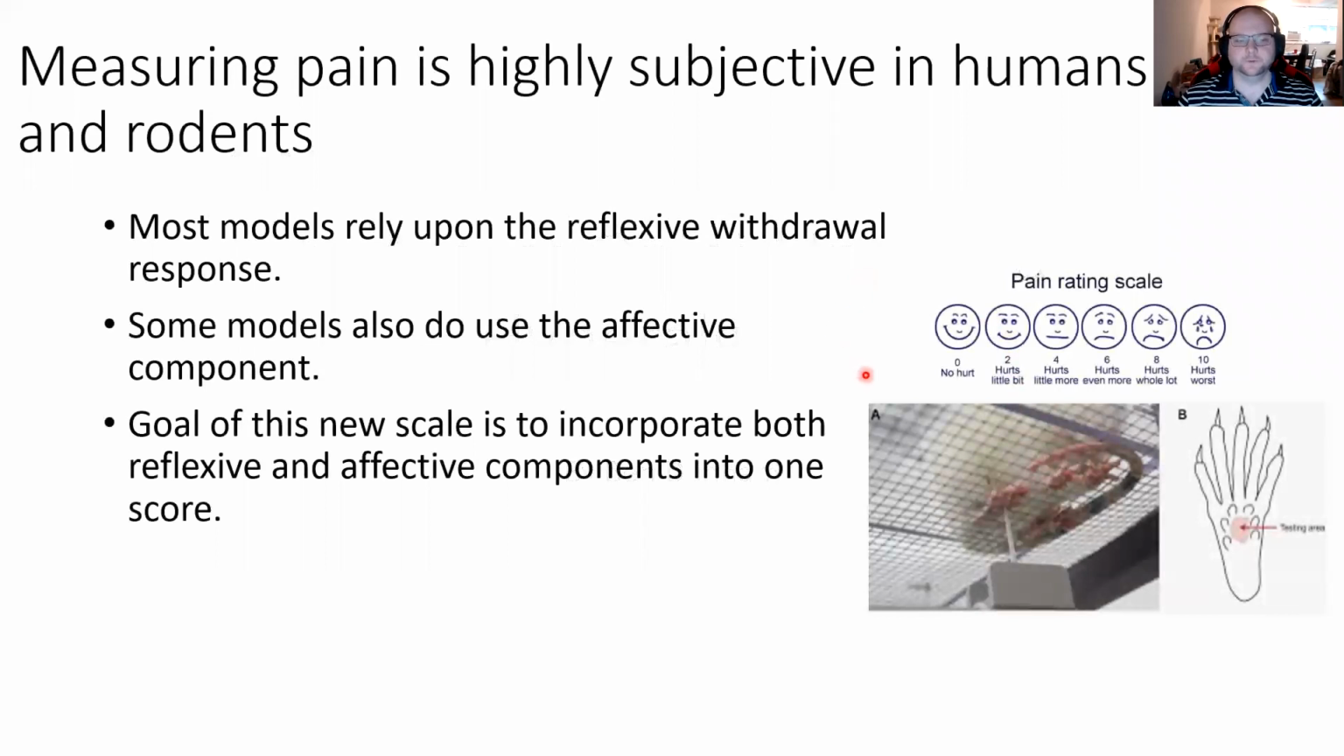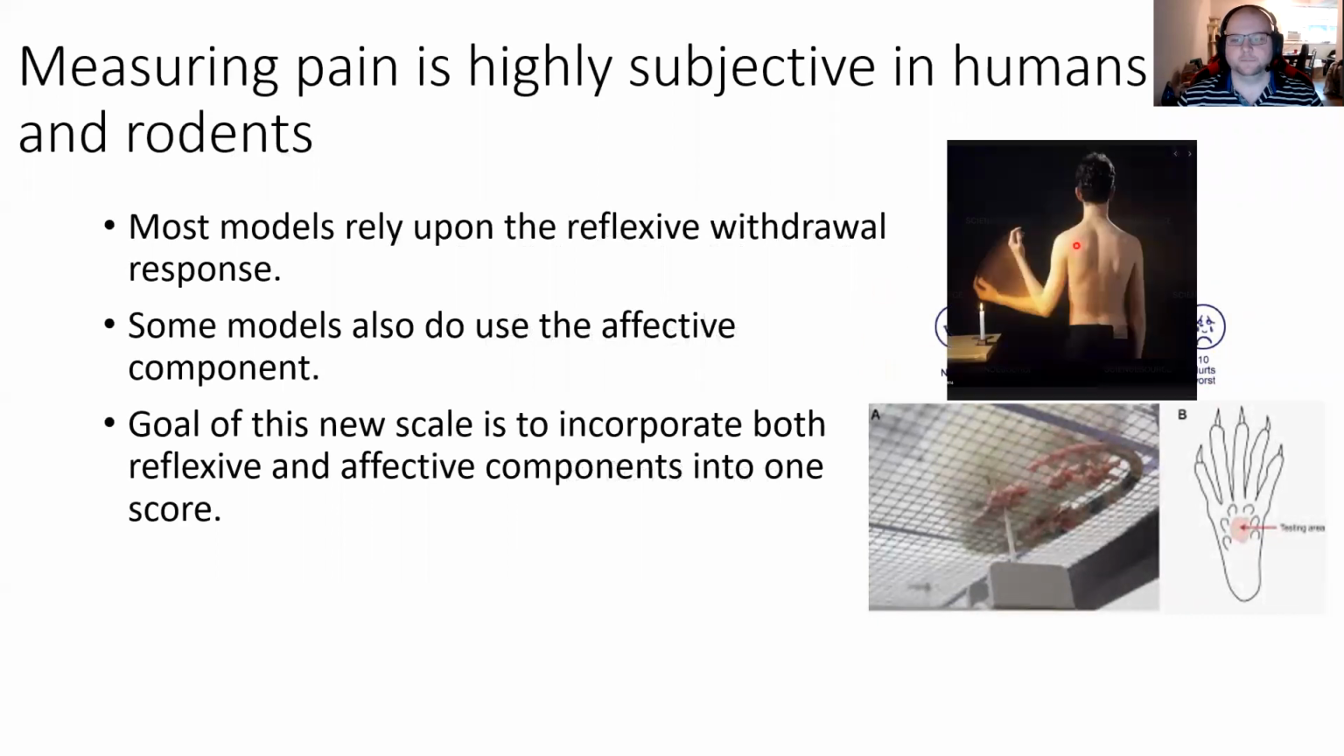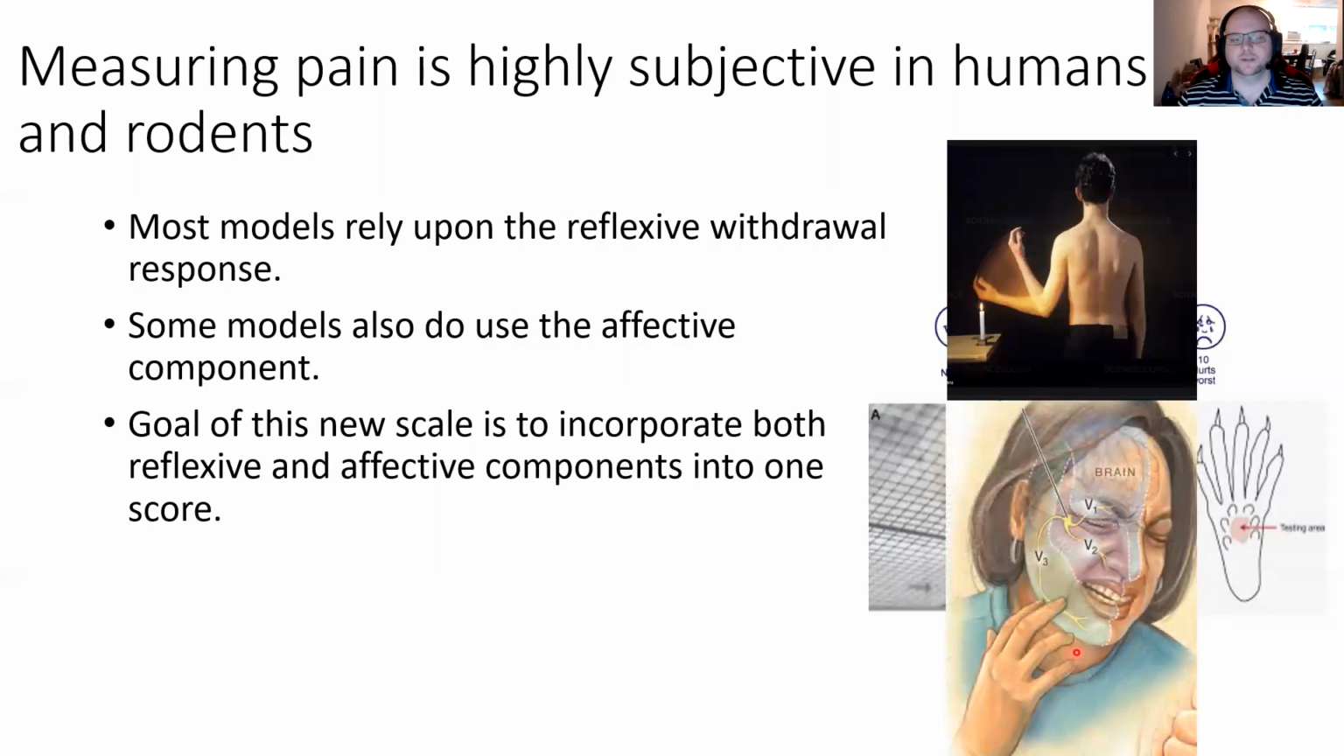So measuring pain is a very difficult thing to do both in animals and in humans. Here you can see a pain scale used in humans that's really oversimplified and doesn't capture the complex experience of pain. Most animal models rely exclusively upon reflexive withdrawal response. Usually this is a binary system where either they respond or they do not. Some models do also use an affective component such as facial grimace. Our system incorporates both of these things to generate a PCA score, a principal component analysis, so that we get one number out of all of these things put together.